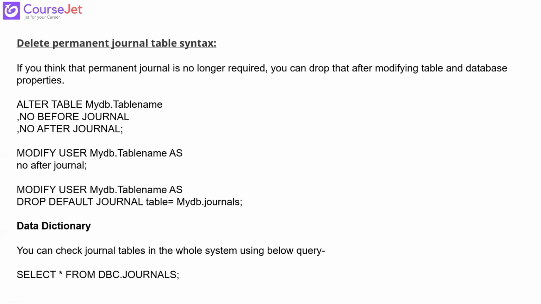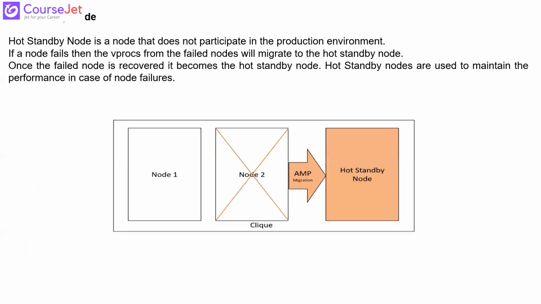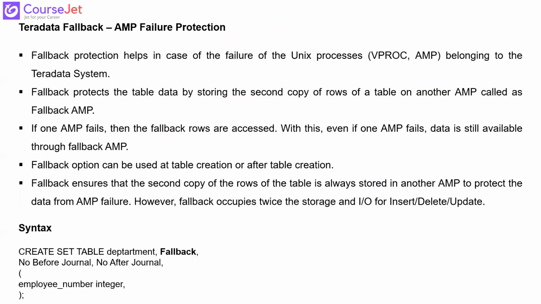We can find out about these journal tables from all over the system by using the data dictionary view dbc.journals. This will give you all the information about whatever journal tables are available in your system. So this is about the data protection.